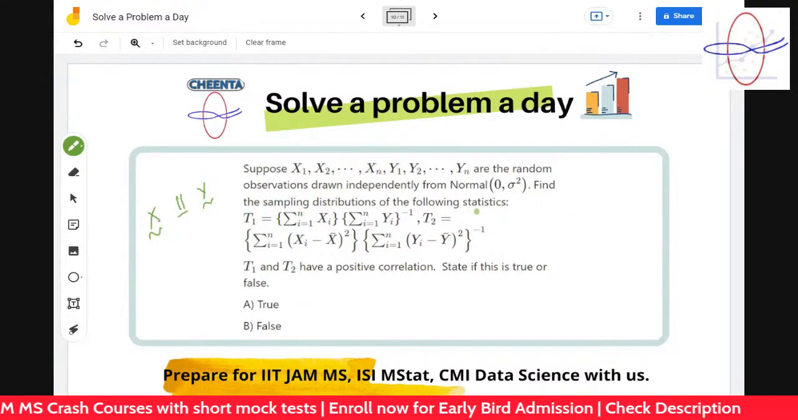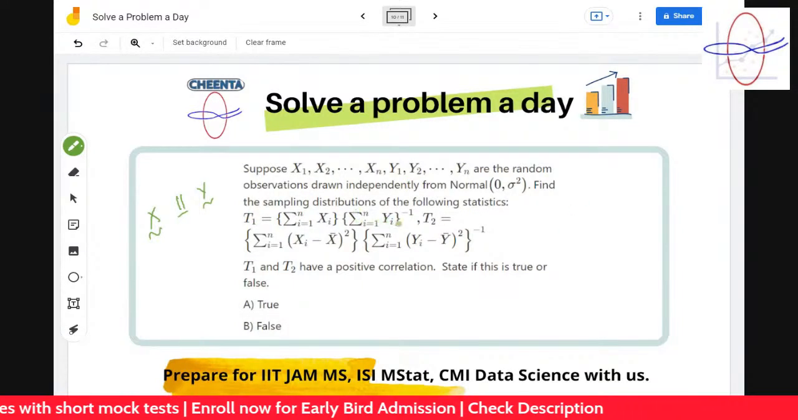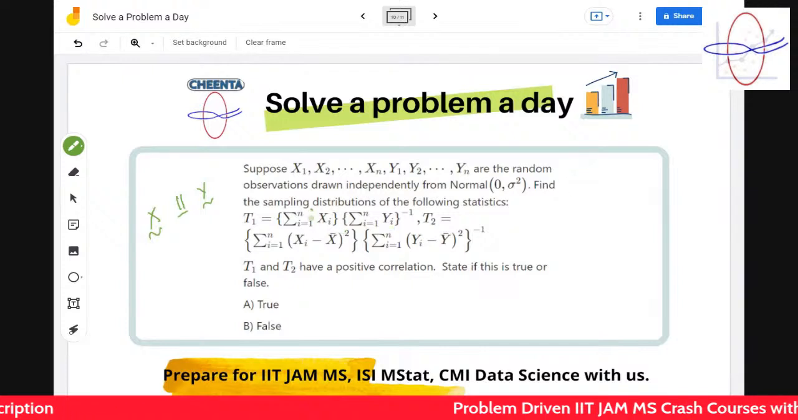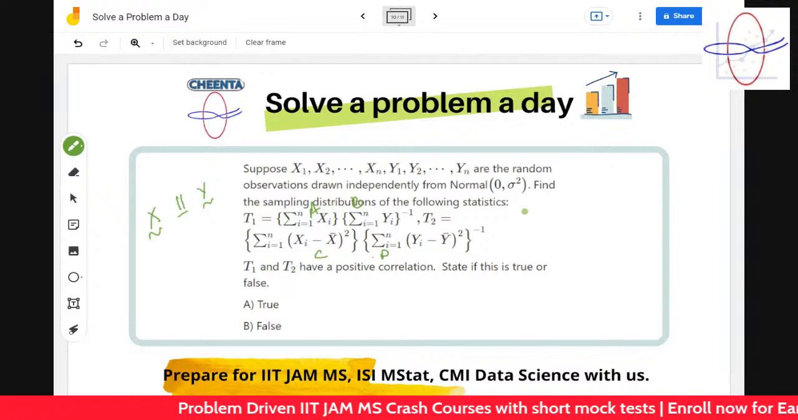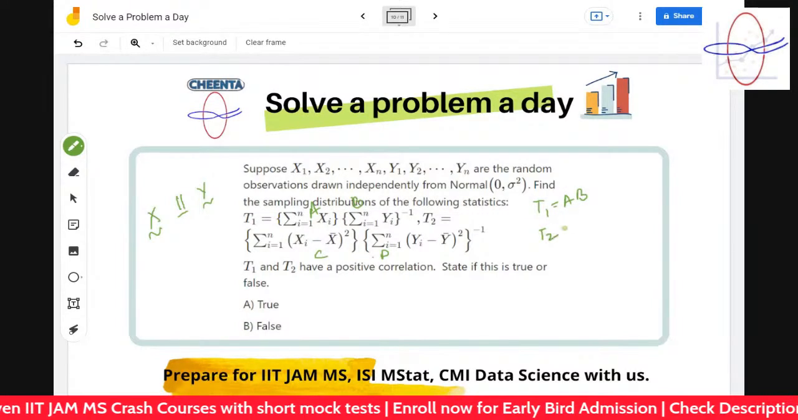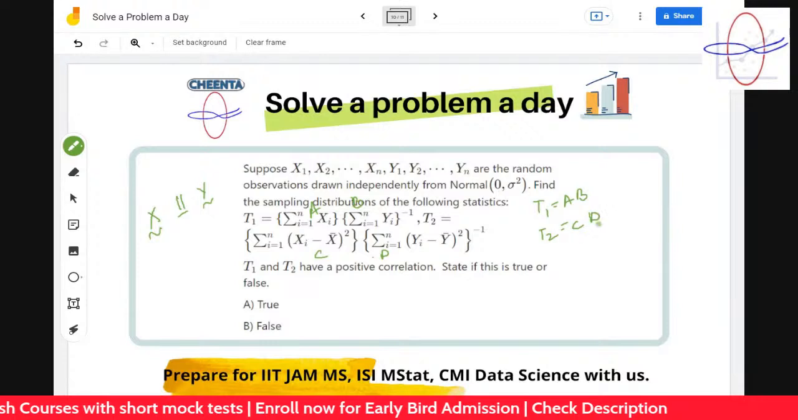T1 is given as summation of xi times summation of yi, and t2 is given as summation of (xi minus x bar) whole square times the corresponding part of the y. So let's mark it. Let's call this one a, b, and this one c and d. So t1 is nothing but ab and t2 is nothing but cd.